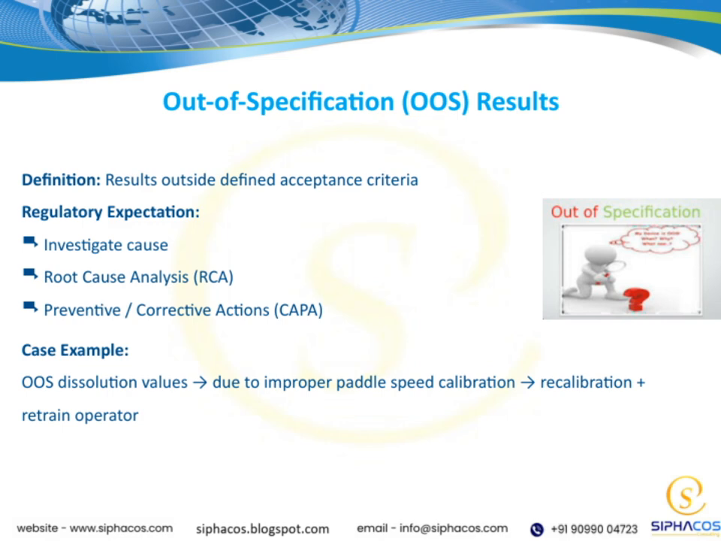To illustrate this, consider a case example. We observed OOS dissolution values, which initially raised concern. Upon investigation, we found that the cause was improper paddle speed calibration. The solution was to recalibrate the equipment and retrain the operator to ensure proper procedures are followed moving forward. This process highlights the importance of a systematic approach, investigating thoroughly, analyzing the root cause, and applying effective CAPA to maintain quality and compliance throughout our operations.